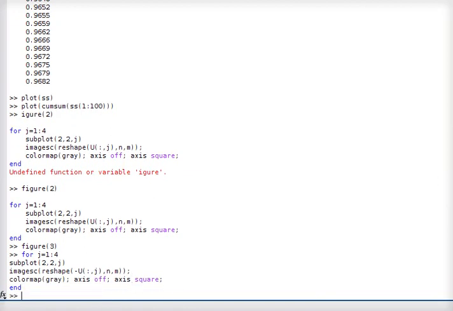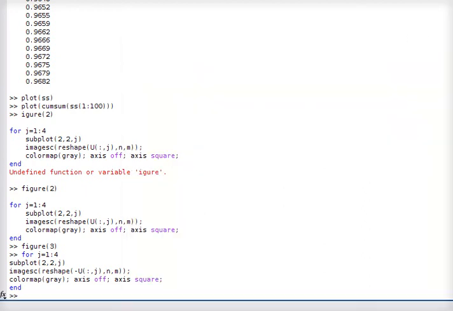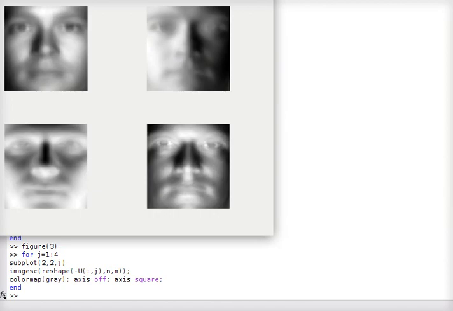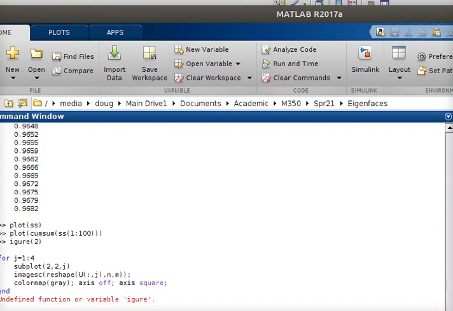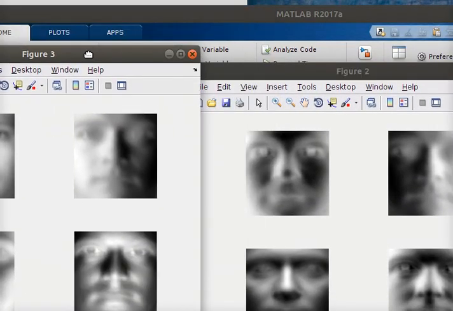Good, so let's compare these. This was figure 1. Where's figure 3? Here. These are the photographic negatives of the photos we were just looking at. I lost them. There they are. Figure 2. Let me put everything down below here so I can get back to it.